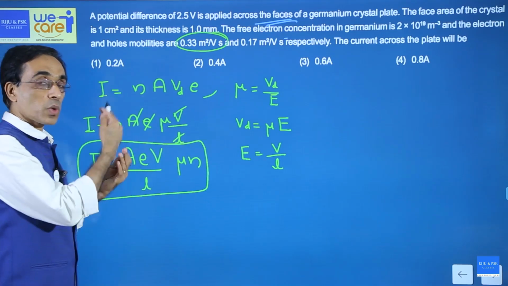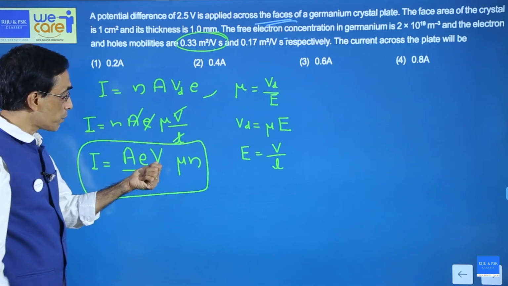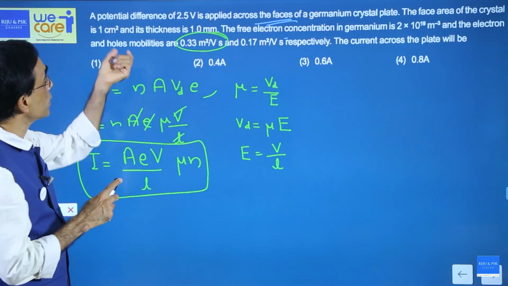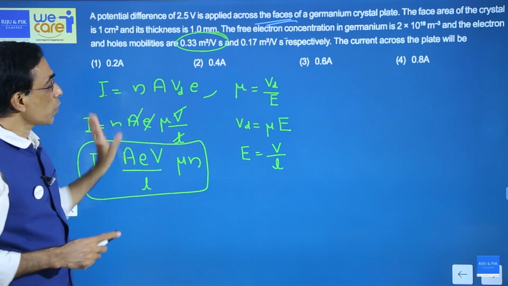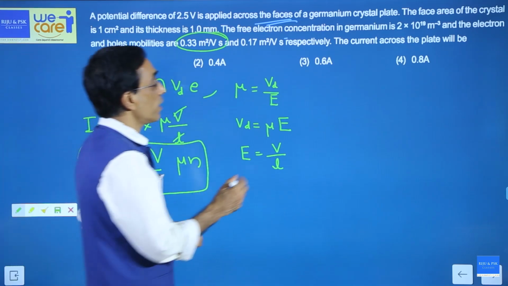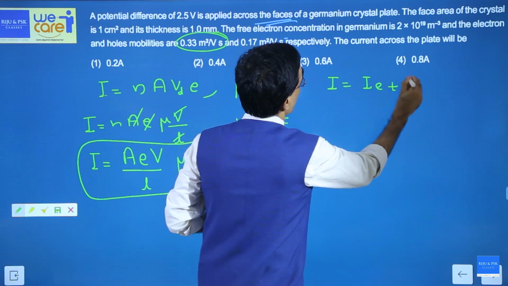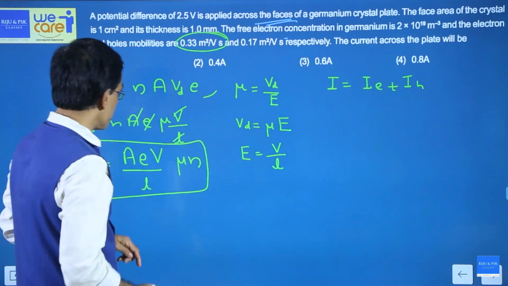A is the area of the cross section, E is the charge of the carrier particle, electron or hole, V is the potential difference applied, L is the length through which current flows, that is actually the thickness of the plate in this case, mu is mobility, N is the number density. All the parameters are given. Now we have to go for the idea that the current here is due to both electron and hole. So you have to write this equation twice for both of them.